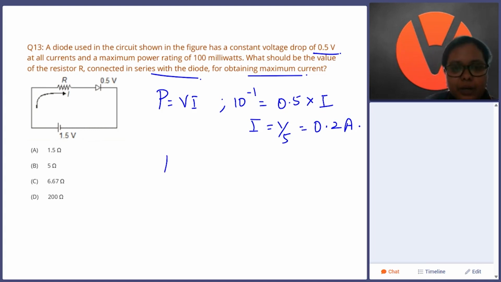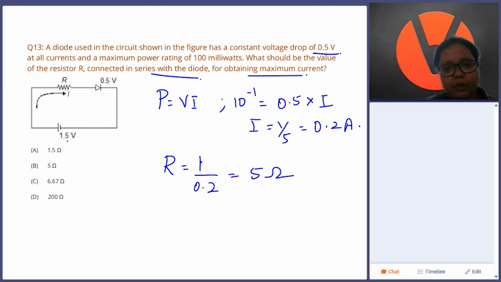Okay, so now for resistance. What is the change in potential? Here it is 1.5, this is 0.5. What is the net potential? 1 volt. R is equal to V by I. I is 0.2, so what is the value then? 5 ohm.